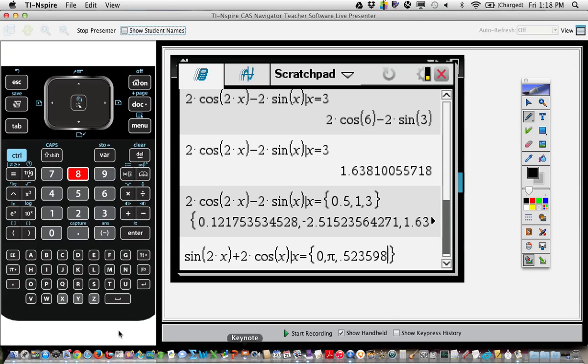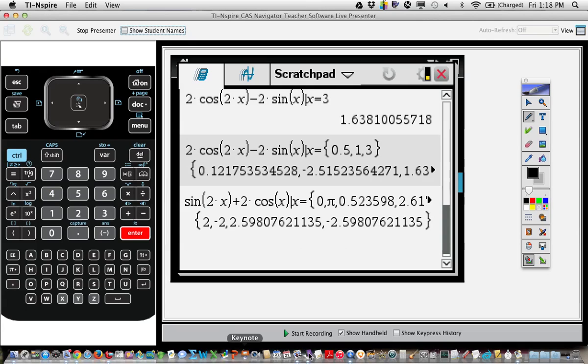Okay, next one. 2.617994. Okay? If you go at least 6 decimal places, you should be safe. So what we're doing now is we're plugging those 4 things into our original function f. Okay, hit enter. And there we go.